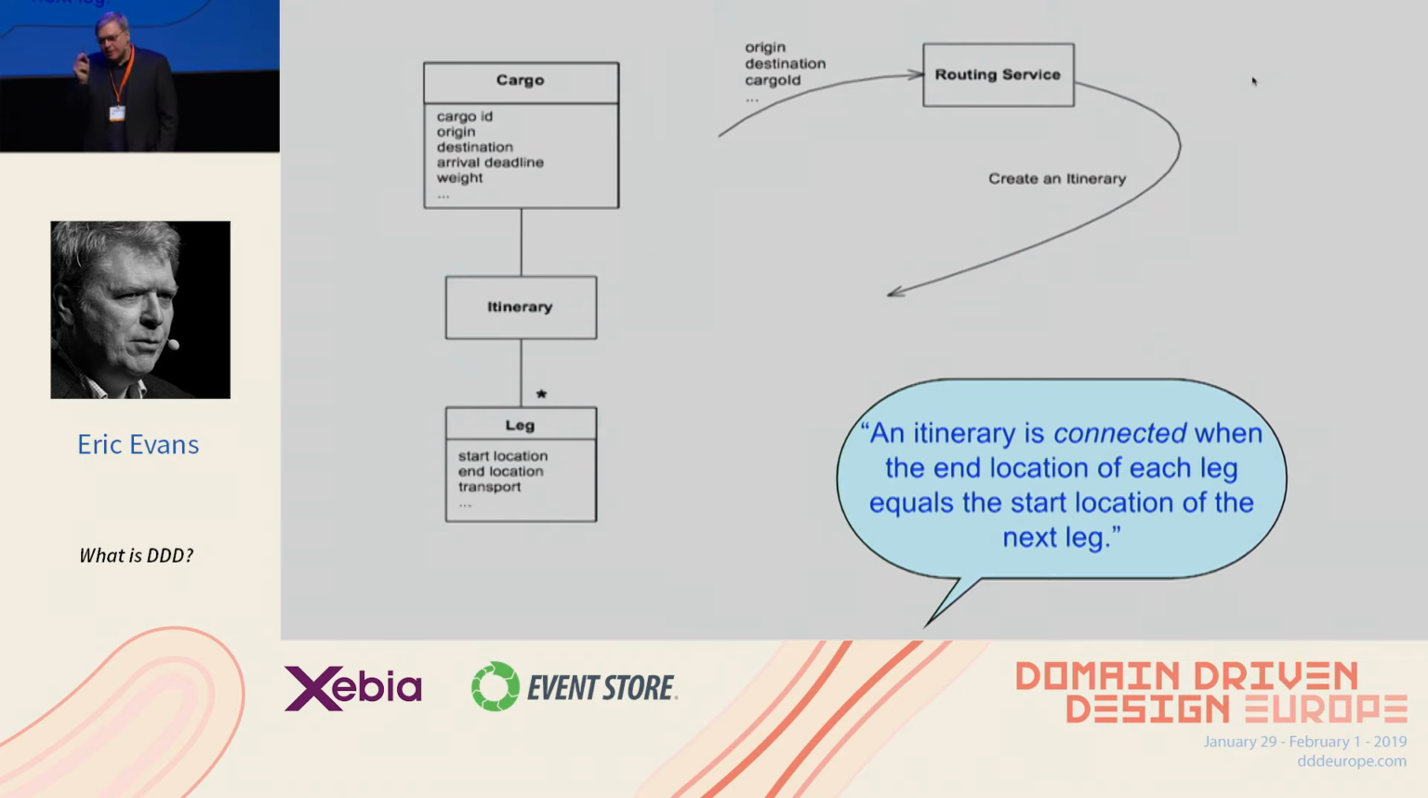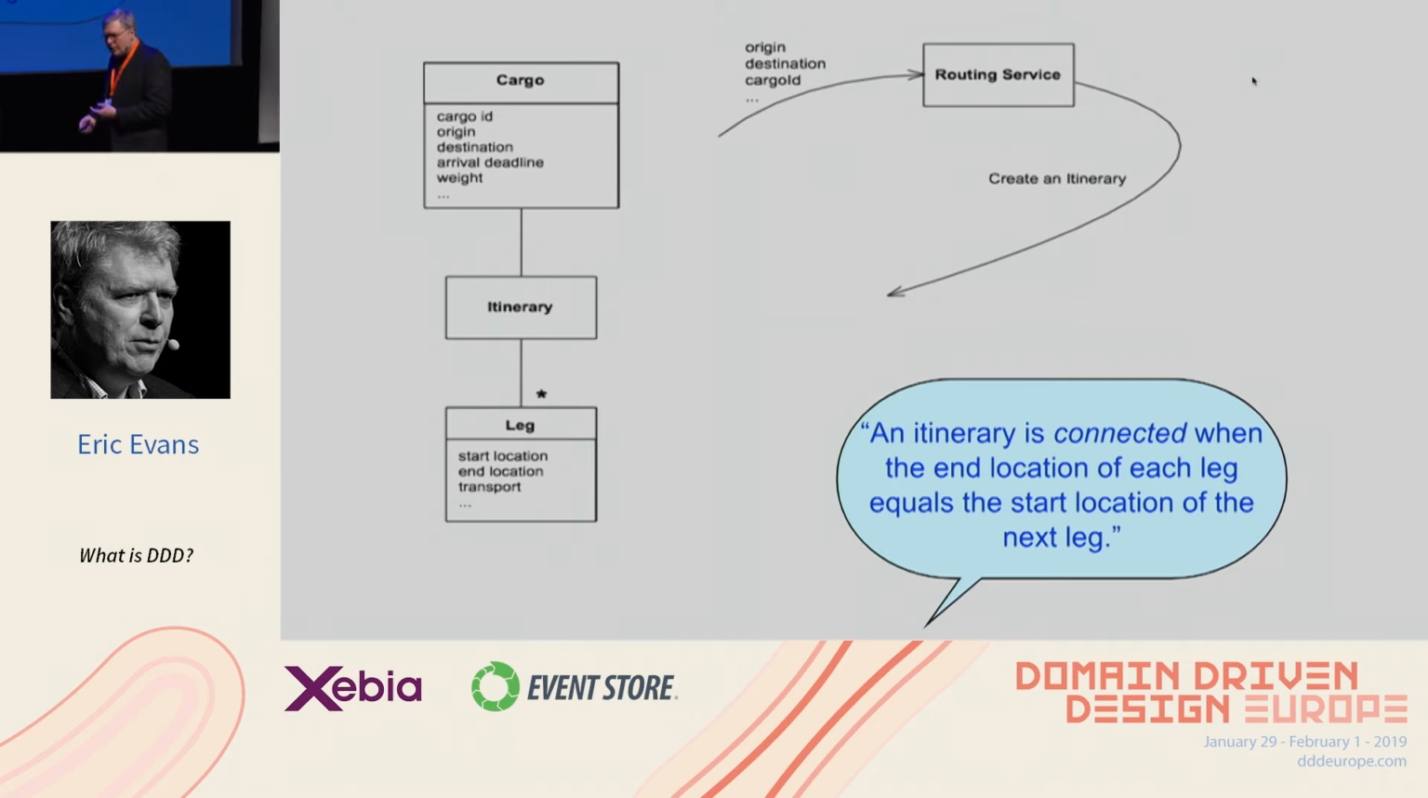Now, it looks so much like pseudocode that I want to point out something. When I say an itinerary is connected when, I don't mean I'm describing the calculation that you should do. What I'm really hoping to do is define a new word that will be part of our language and a new concept. In other words, I'm saying that the model is not just those three objects, a cargo, an itinerary, and some legs. It's not just those objects. It also describes the way those objects are related to each other.